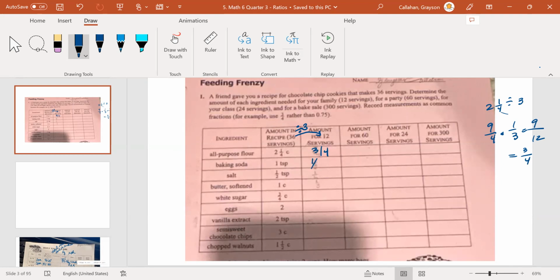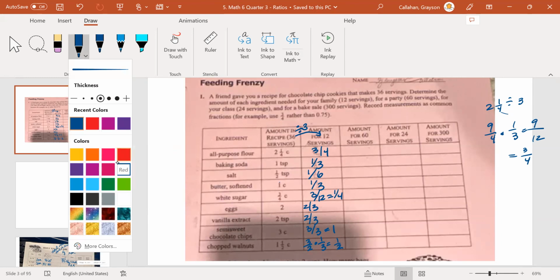Same thing here. 1 divided by 3 is 1/3. 1/2 divided by 3 is 1/6. 1 divided by 3 is 1/3. 3/4 divided by 3 is 3/12, which is 1/4. 2 divided by 3 is 2/3. 3 divided by 3 equals 1. This one is 3/2 times 1/3, which is 1/2. Okay, so that's how we get to that part.